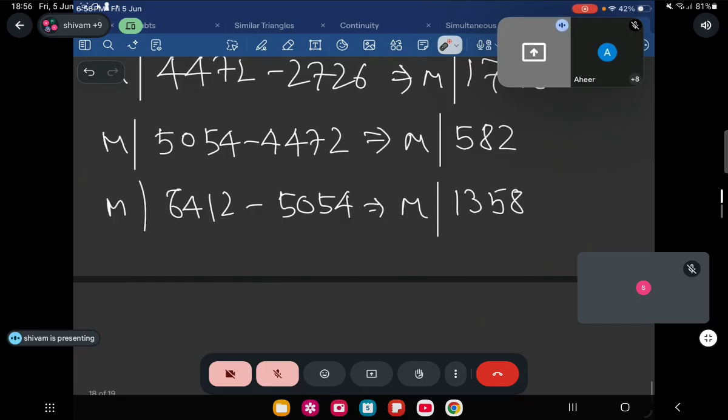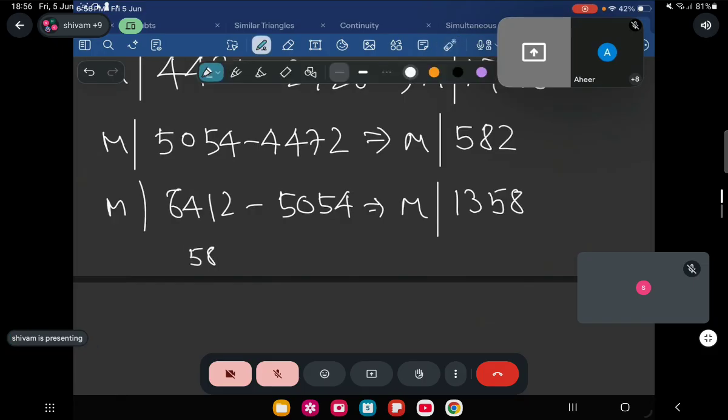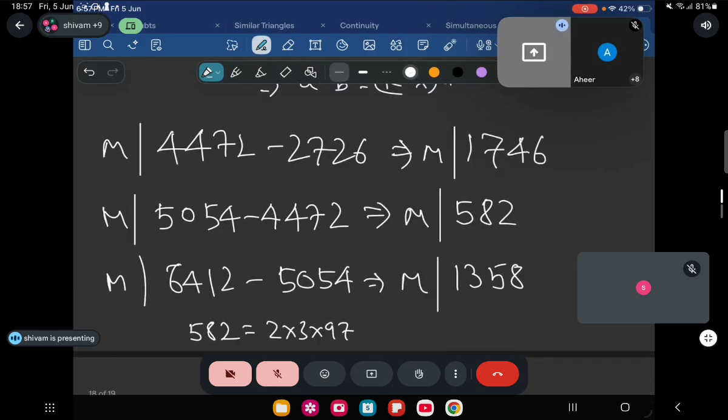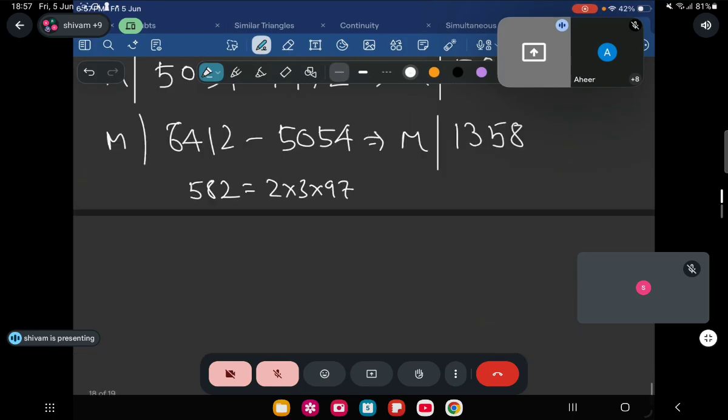So 582 you factorize, what will you get? 582 is equal to 2 times how much? 291. Right, 291 is divisible by 3. So 2 into 3 into 97. From here we can conclude that 97 is the only 2-digit number which is a factor of 582. That means my probable answer is 97. That is the only answer possible, the only 2-digit natural number which is a common factor. So you can directly write down the answer as M equal to 97. You don't even have to check.